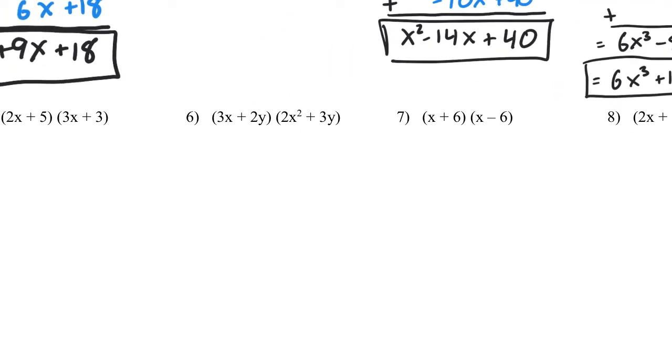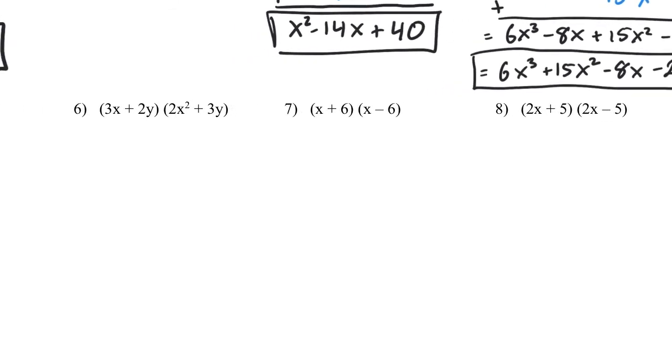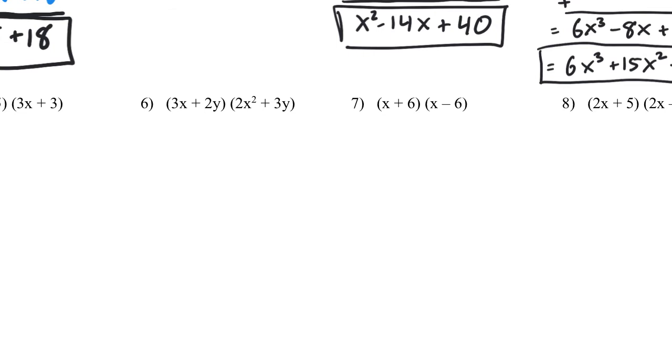All right, let's take a look at two more. So we're going to do number 6 and number 8. Okay. So number 6, here we have multiple variables. We have x and y. That's all right. We're just going to go through and see what we get.